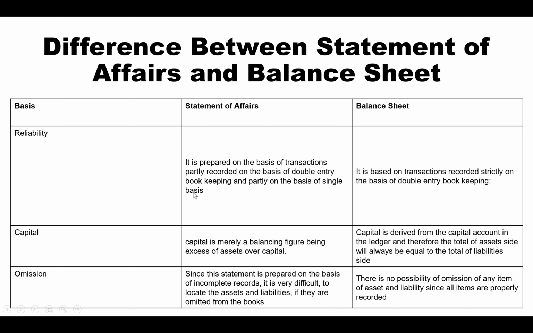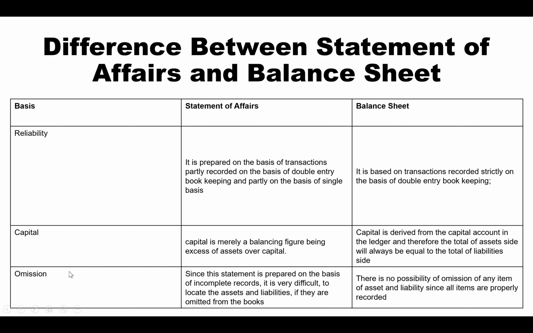Then you have the capital. In the statement of affairs, capital is merely a balancing figure, being the excess of assets over liabilities. But on the balance sheet, capital is derived from the capital account in the ledger, and therefore the total of the asset side will always be equal to the total of the liability side.